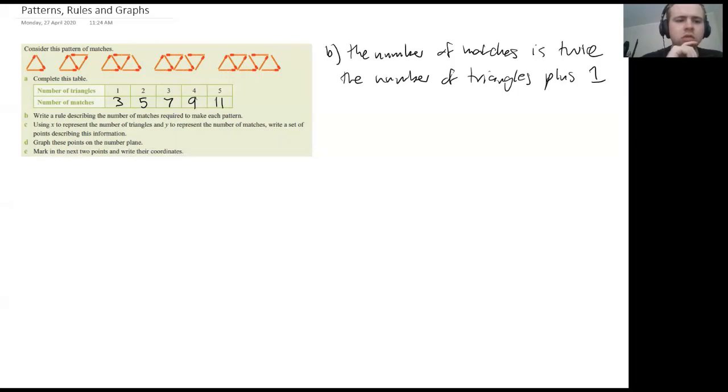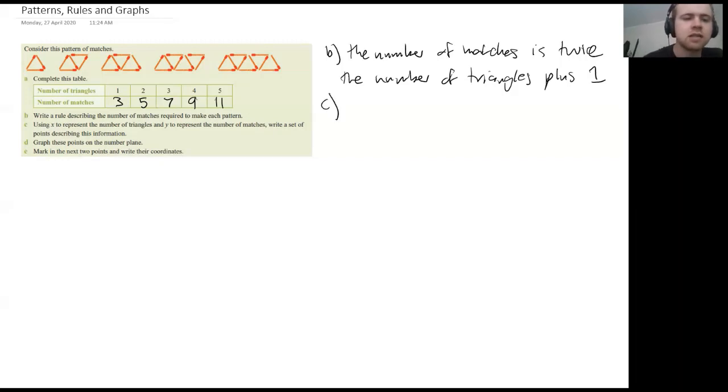Okay, so we're going to use x to represent the number of triangles and y to represent the number of matches. Write a set of points describing this information. So what does it mean by write a set of points? Okay, what it means is we're going to create an equation which describes this pattern that we've just written in words.